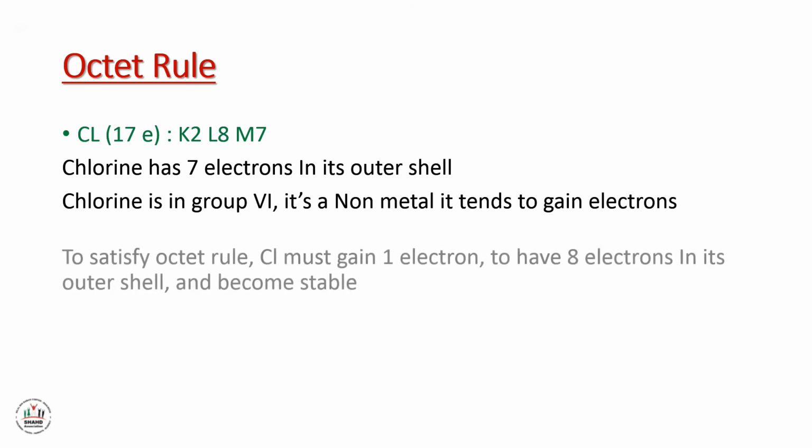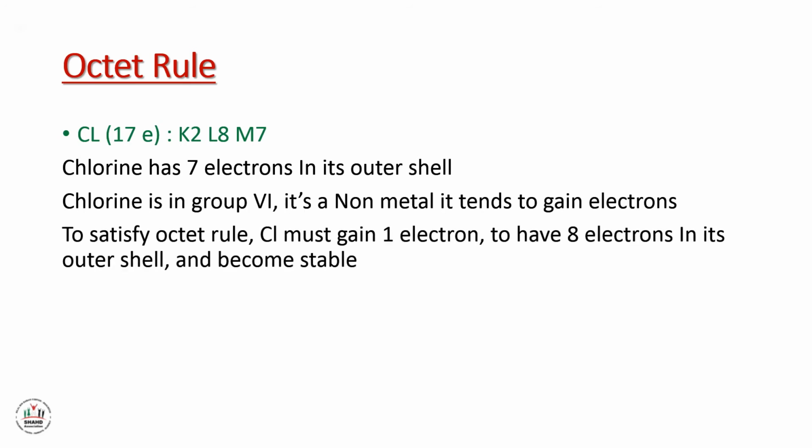To satisfy the Octet Rule, chlorine must gain 1 electron to have 8 electrons in its outer shell and it becomes stable. The electron configuration becomes K2, L8, M8. It gained 1 electron, so we say that the valence is 1 electron. And the chlorine becomes an ion, Cl-.